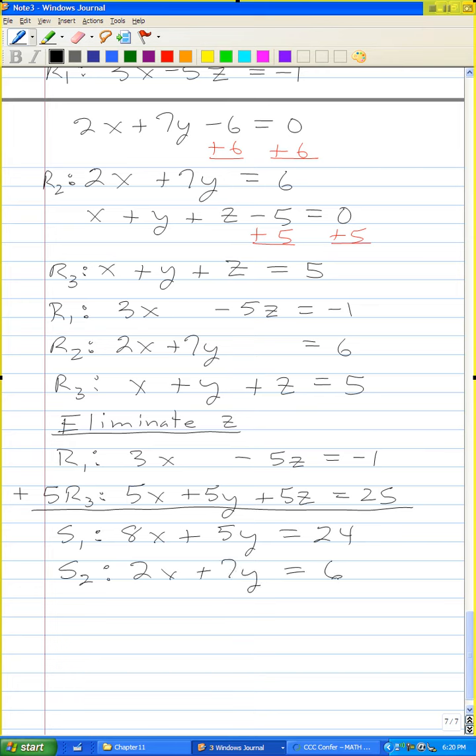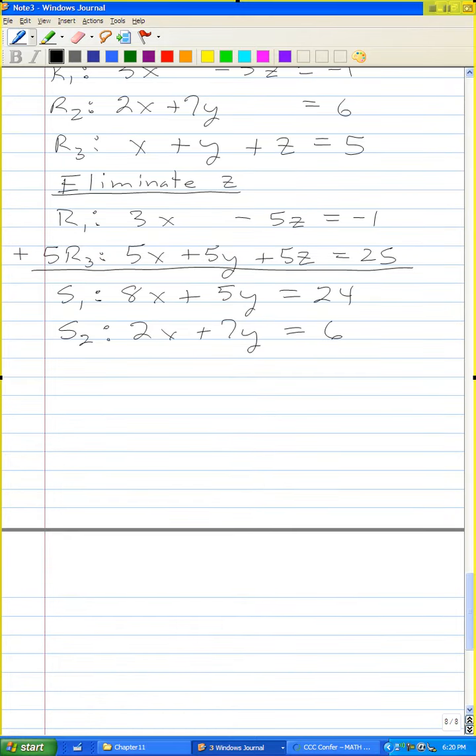So now I have two equations, two unknowns. So let's multiply the second equation by negative 4 in order to eliminate x. So let's eliminate x. So I have S1, 8x plus 5y equals 24.